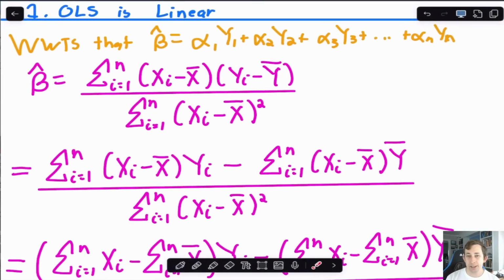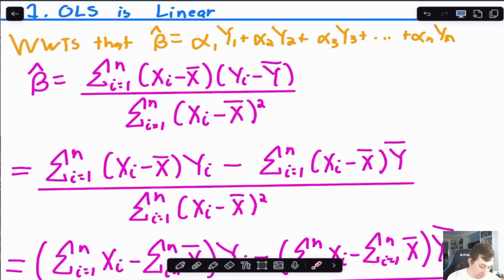Okay, just to get a little warm up, I'm going to show that the OLS estimator is linear. Basically, we want to show that our estimator beta hat is just some linear combination of observations, where I have these observations y1, y2, y3, and yn. I can assign specific weights to each of these observations, and if I take the weighted sum of those observations, I get beta hat.